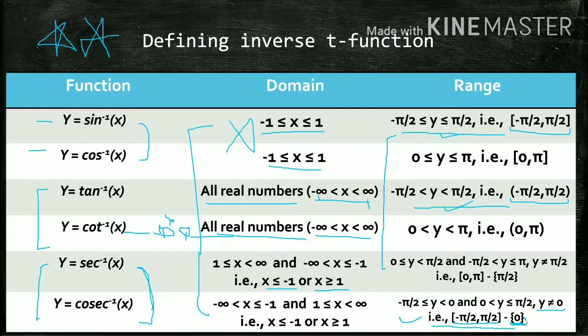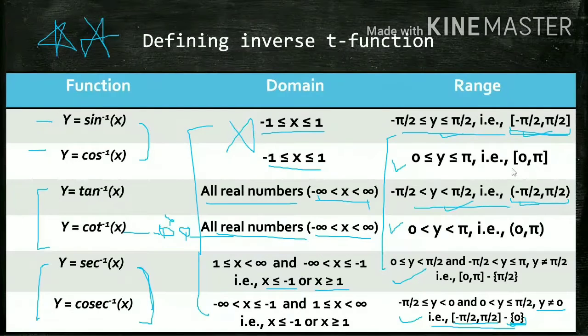So sine, tan and cosec have the same range, lying in this closed interval minus pi by 2 comma pi by 2. Sine function, this whole closed interval we have. Tan function, the whole open interval. And cosec function, the whole closed interval excluding 0. Clear? Now for the cos function, the remaining three will have the same: cos, cot and sec.